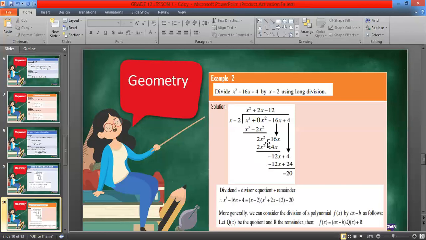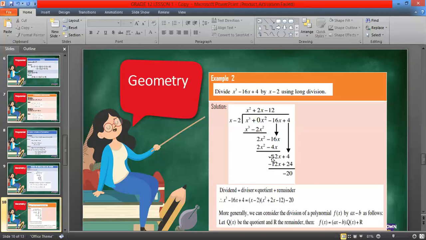So negative 16x minus negative 4x will make it negative 16x plus 4x, and that will be negative 12x. So we have negative 12x here. Lastly, you bring the 4 down, and then you have minus 12x plus 4.